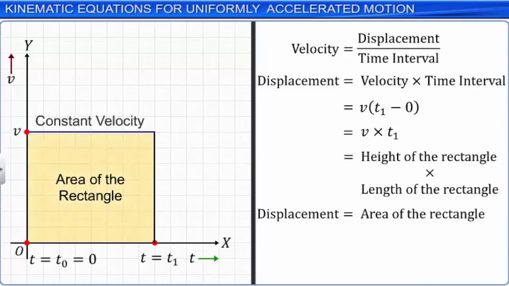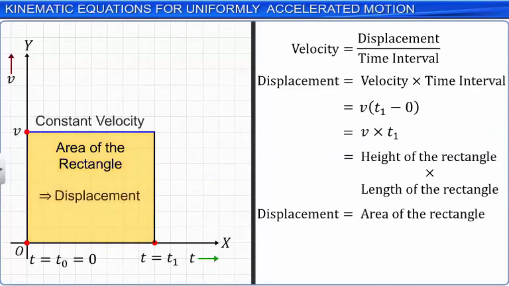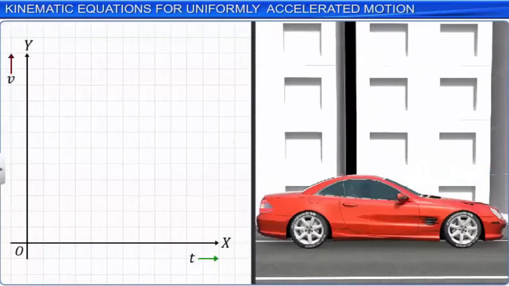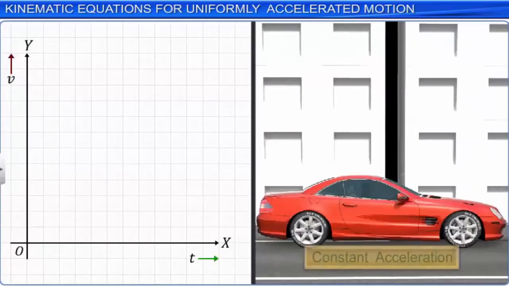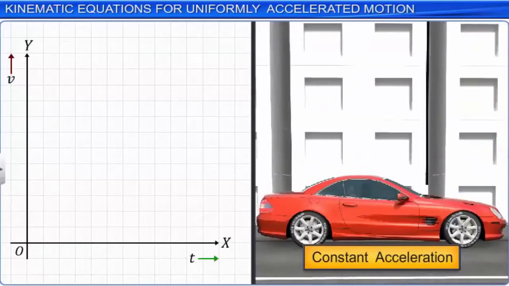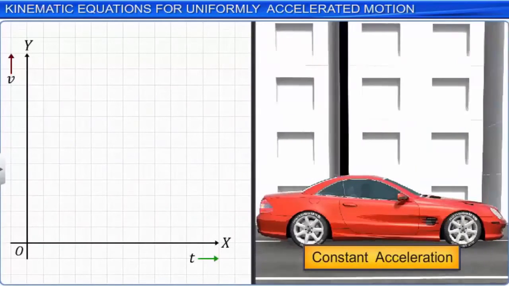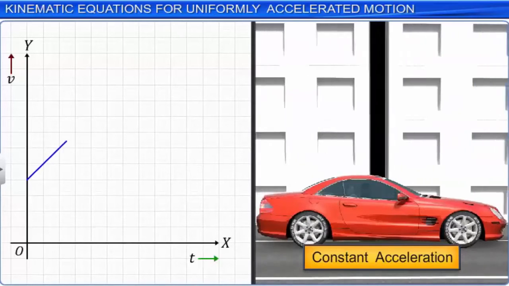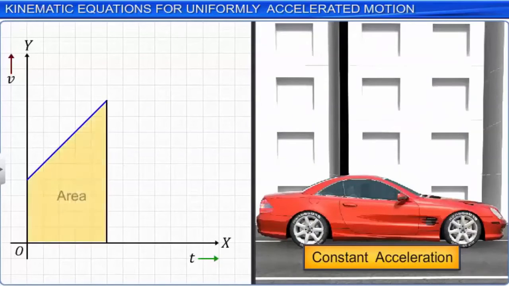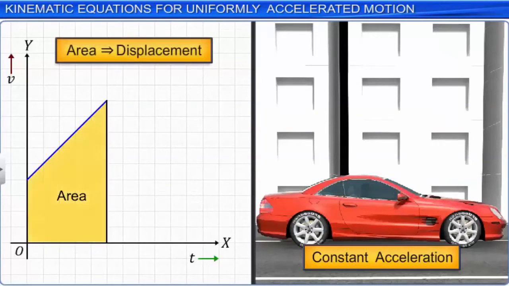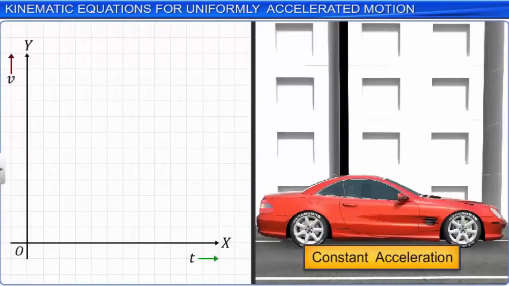The same concept applies to bodies moving with a constant acceleration. In this case, the VT graph will be an inclined line, and the area under this inclined line up to the x-axis represents the displacement. There are three important kinematic equations for uniformly accelerated motion. Let us derive these equations one at a time.